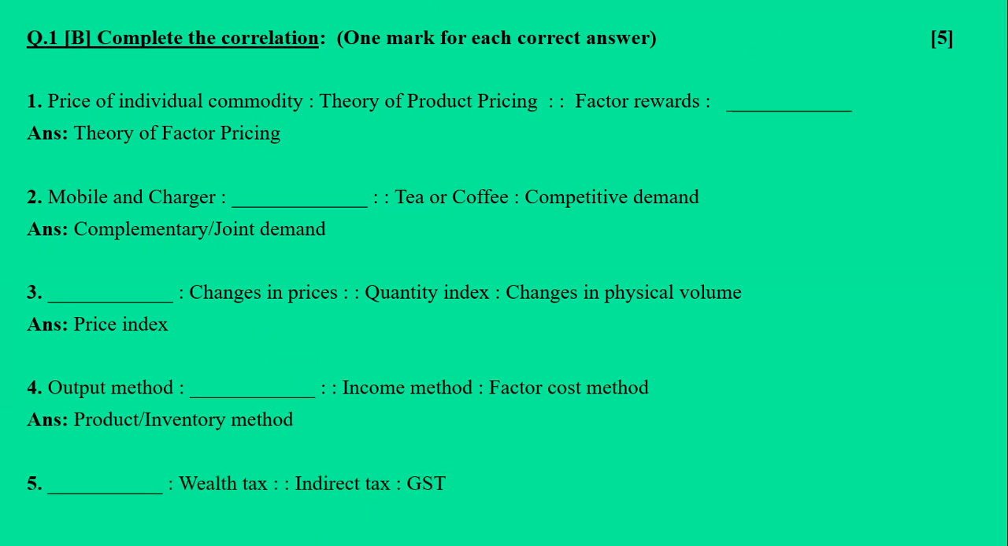Next, dash, wealth tax, indirect tax, GST. So, GST means goods and services tax. This is an example of indirect tax. So, wealth tax is the example of direct tax. The perfect answer is direct tax.